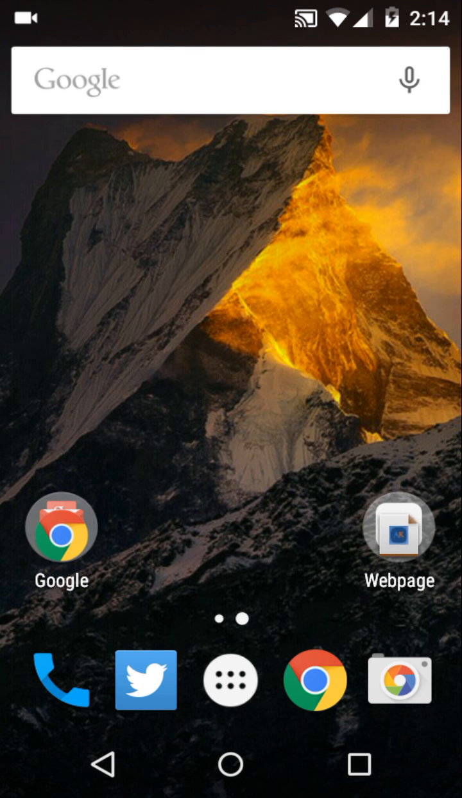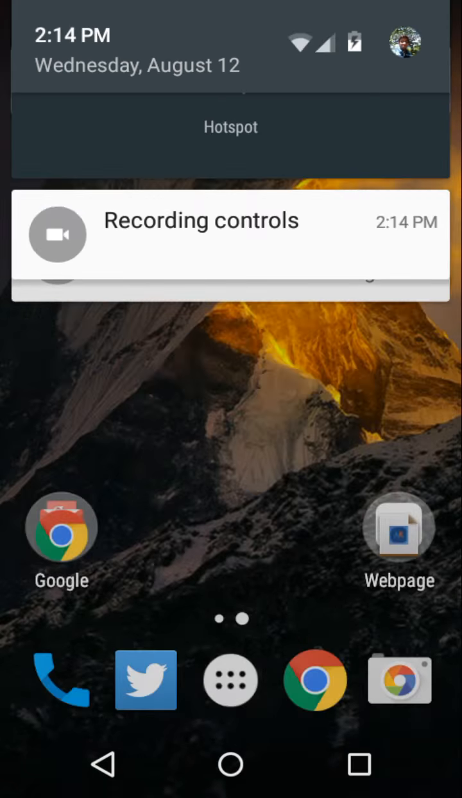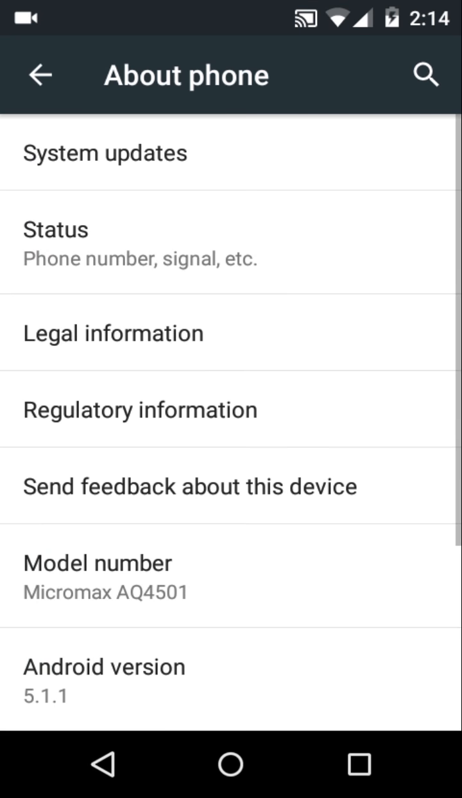Yes, Android. It's been nearly 1 year since I bought this Micromax Canvas A1, which in short you would know as the Android One. Just yesterday I got an update. I don't know why it came. It was a security stability update and a bug fix update so that Android One could run good.